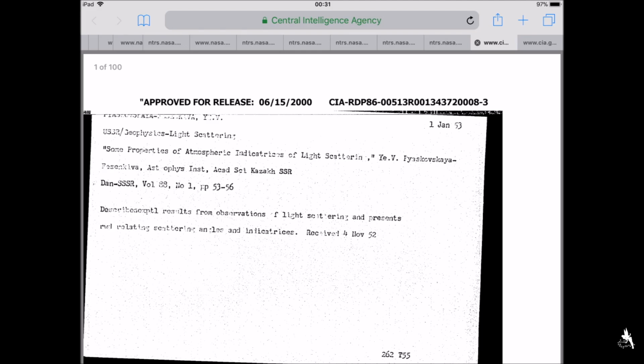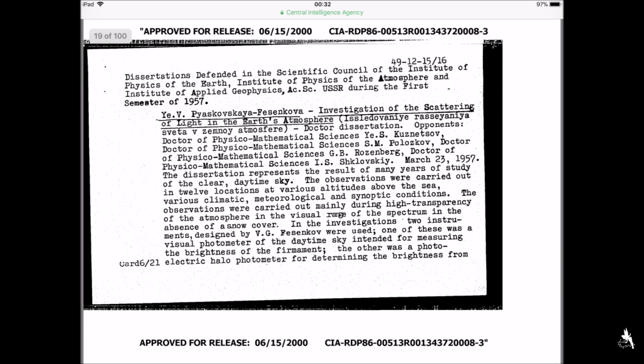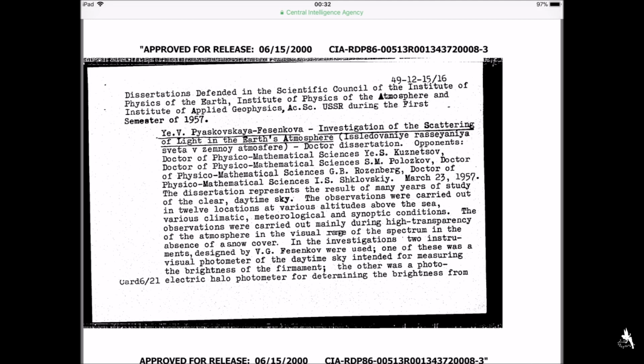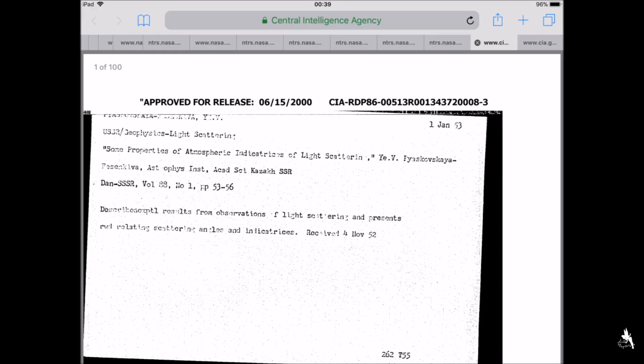You'll see these CIA documents that were approved for release in 2000, and you'll see that this is actually the Scientific Council of the Institute of Physics of the Earth in the USSR, and that they argued for these findings at the geophysical year. It's about light scattering in the high atmosphere, so some properties of atmospheric indicatrices of light scattering by Pyaskovskaya, Skiba, the Astrophysics Institute, the Academy of Sciences in Kazakhstan, the USSR.